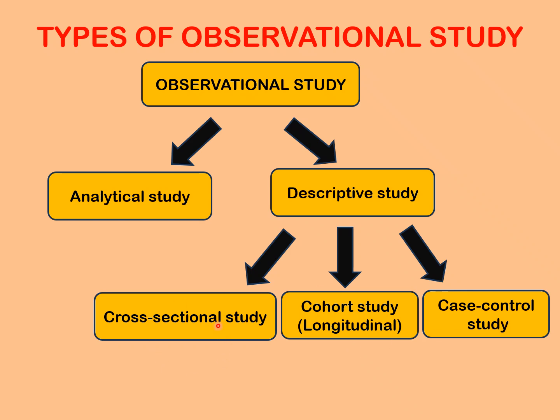Cross-sectional studies look at people at one moment in time. Coming to case control study, it compares people with a disease to people without it. And coming to cohort study, which is longitudinal, it follows a group of people over time to see who gets a disease. So for the cohort study, we can say that we begin with exposure and follow for disease incidence.